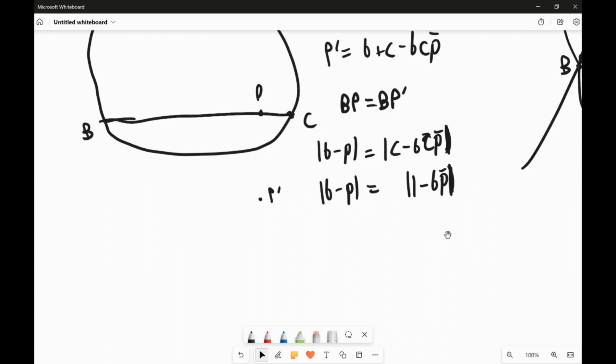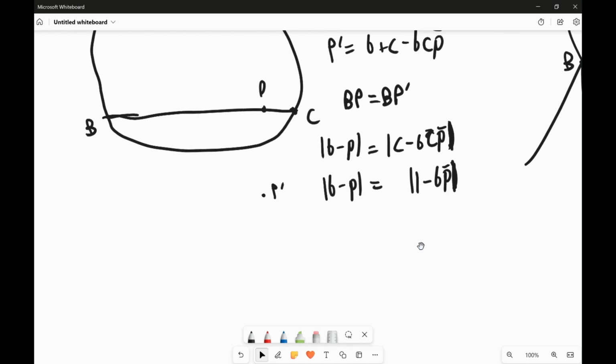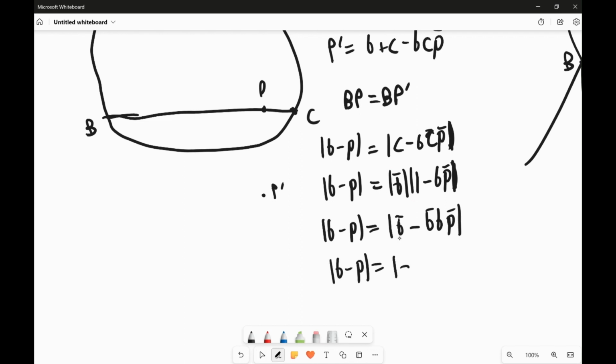So how can we go about doing this? Well, in order to do so, we're going to note that the magnitude of B conjugate is equal to 1. So we can just put that on this side here. So we then have the magnitude of B minus P is equal to the magnitude of B conjugate minus B conjugate times B P conjugate. And this simplifies down to B minus P is equal to B conjugate minus P conjugate. But because conjugate is reflecting across a real axis, and reflecting across a real axis doesn't change lengths at all, this means that this is actually true, and BP equals BP prime.